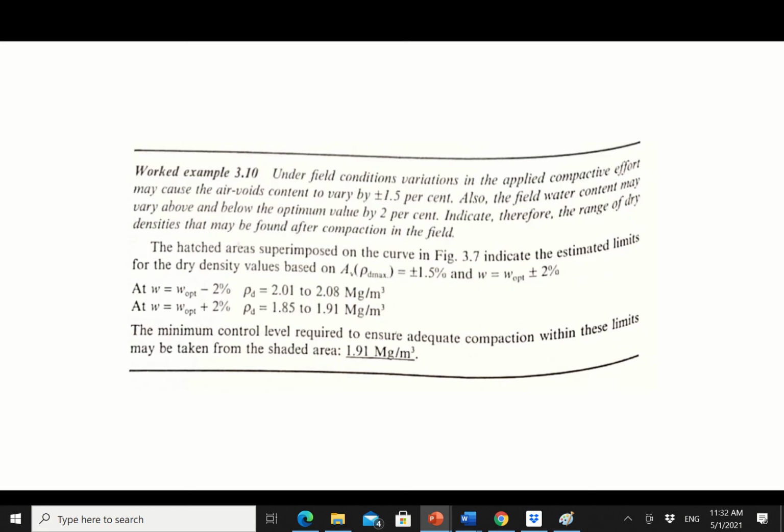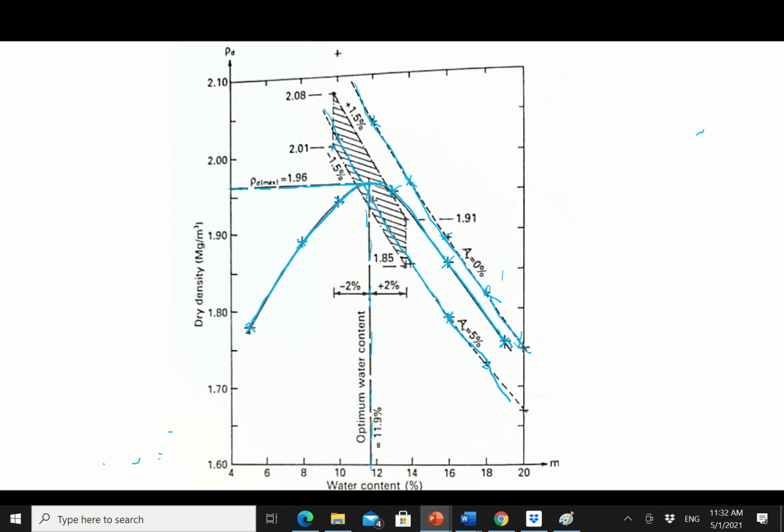That one solved question B, but you have the last condition, which is the topic for this lecture, which is to consider the field condition of the compaction. So you are using the graph here right now because you need to plot the shaded area. This is the shaded area. How to plot this shaded area?